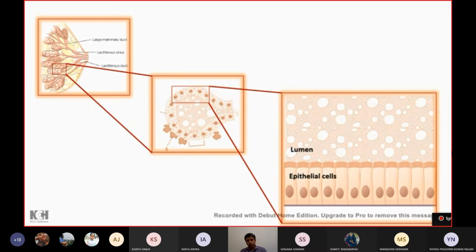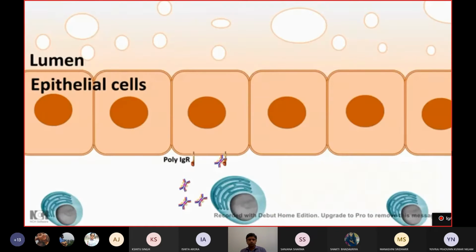Now from the outside of this epithelial surface, the antibodies have to go inside into the lumen, from where they would be secreted along with the breast milk. So in a bigger picture, we can understand that outside of the epithelial cell surfaces, there are antibody producing plasma cells. They produce IgA type antibodies, which then bind to poly IgR receptor on the epithelial cell surface. Then it gets endocytosed from one surface. Second, it would be transported along the transport route of the cell and get exocytosed from the other surface.